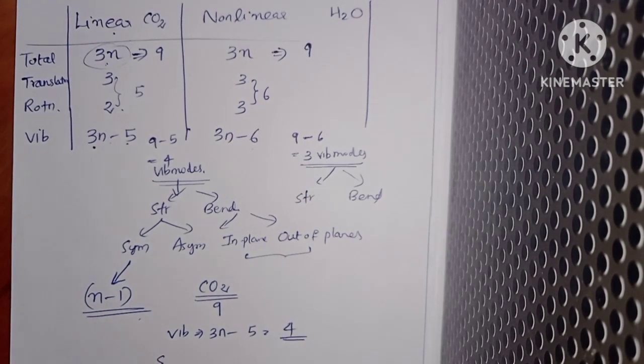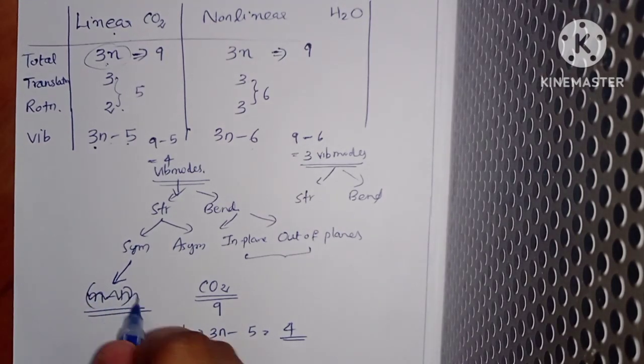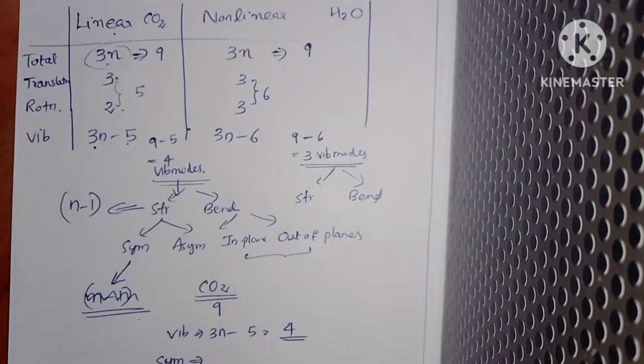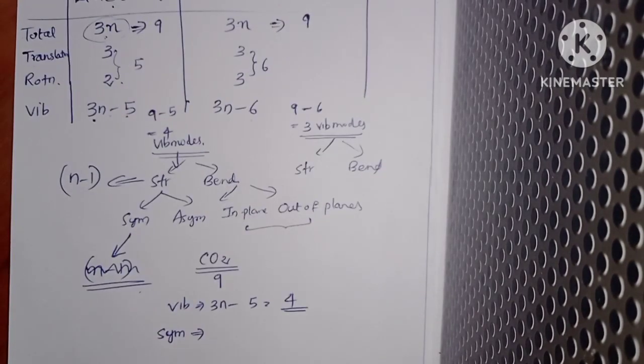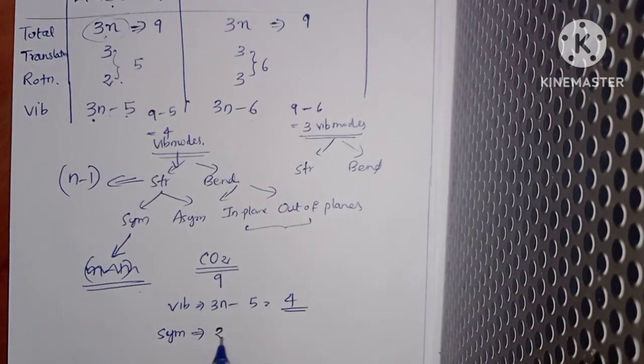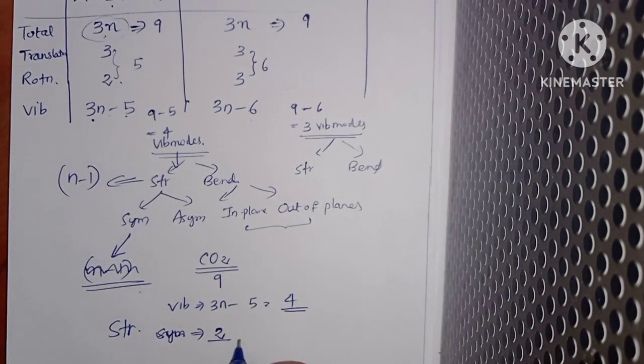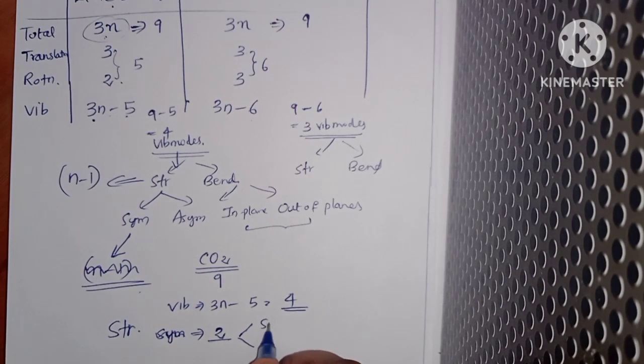Within this 4, total stretching vibrations will be equal to n minus 1. N is 3, that is 3 atoms, 3 minus 1, so 2 stretchings are possible. So which are the 2 stretchings? One is symmetric stretching and the other is asymmetric stretching.